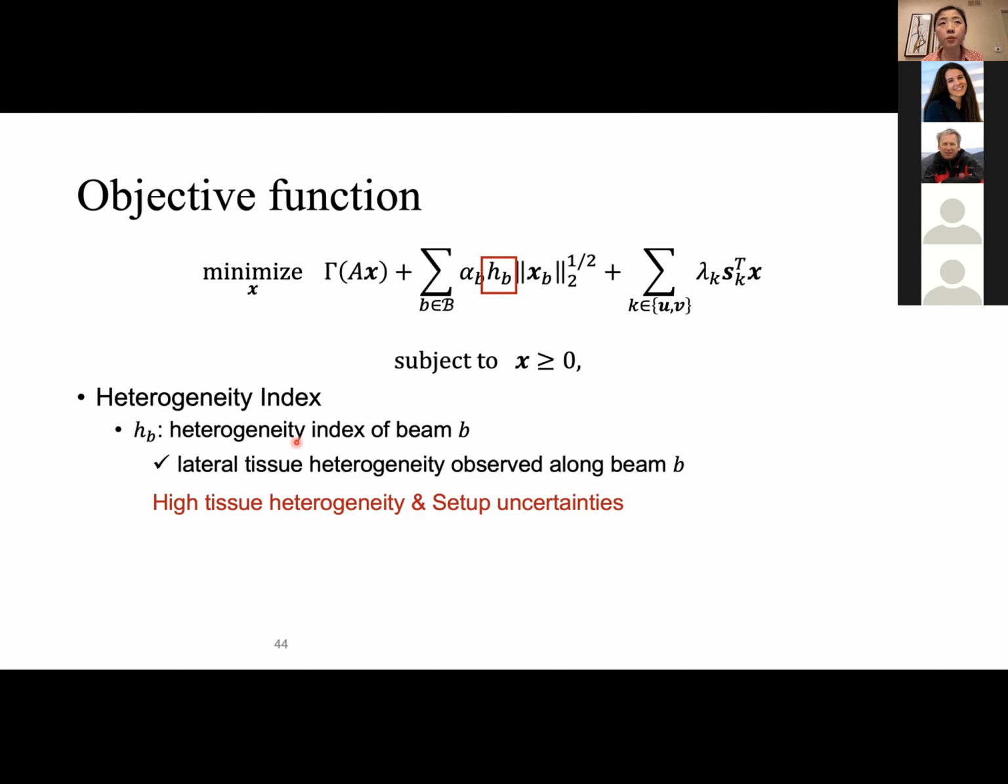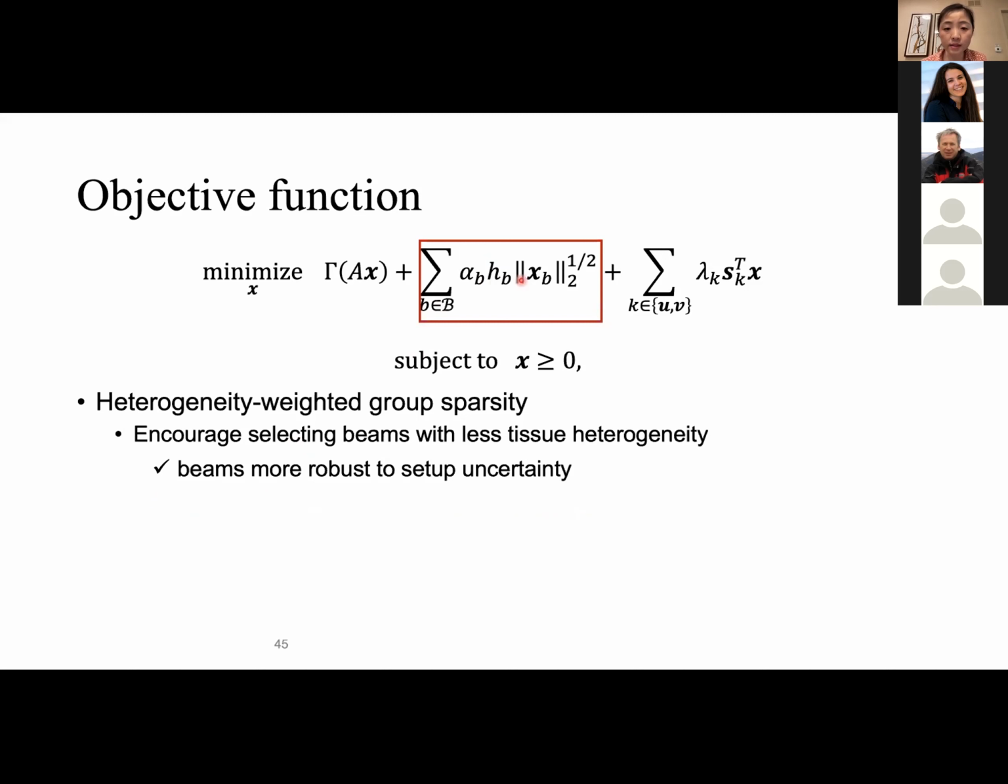And why do we want to include this? Because in the clinic, higher tissue heterogeneity is usually associated with higher setup uncertainty. So if we select beams passing through less homogeneous tissue, then the plan tends to be less robust. Therefore, adding this weighting to the group sparsity, we call it heterogeneity weighted group sparsity. It will encourage the algorithm to select beams passing through more homogeneous tissue.